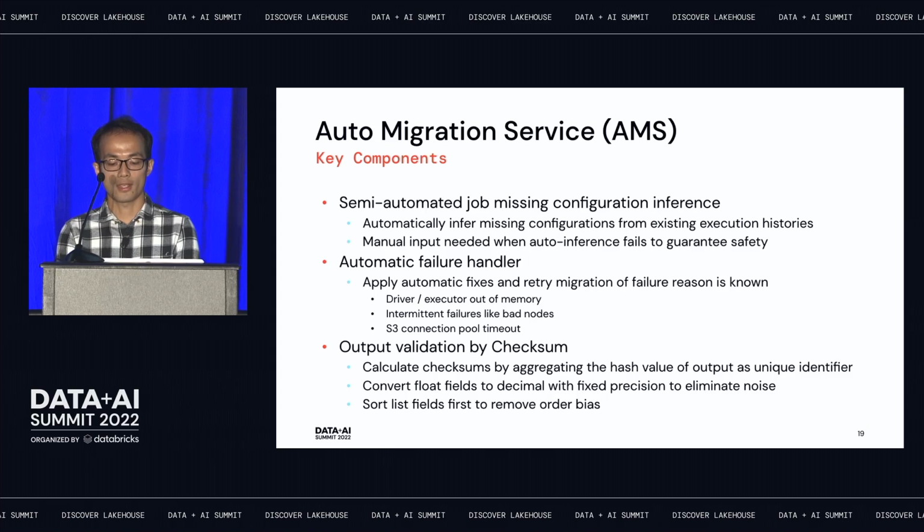There are some tricky cases which may bring some unexpected checksum mismatch. For example, some data fields might suffer from tiny float difference, and we need to convert the float field to decimal with fixed precision to eliminate the noise. And also, for complicated output field like the nested list, we need to sort the list first to remove the order bias.